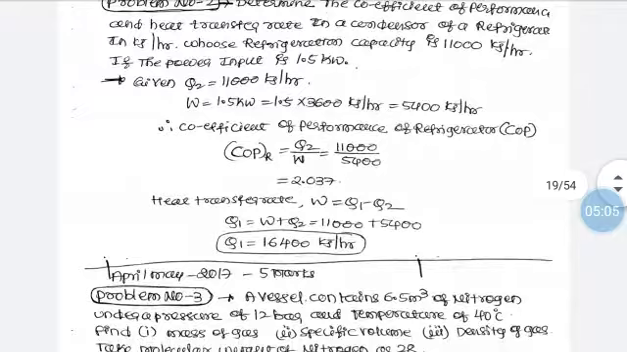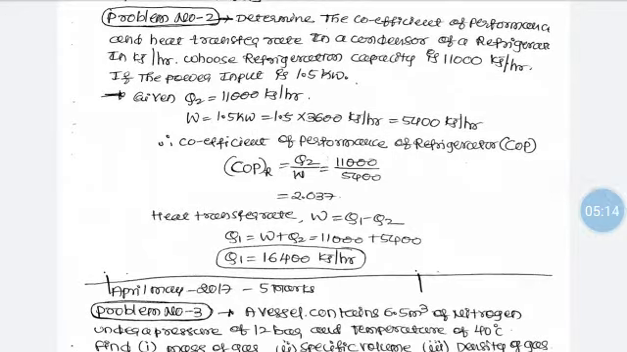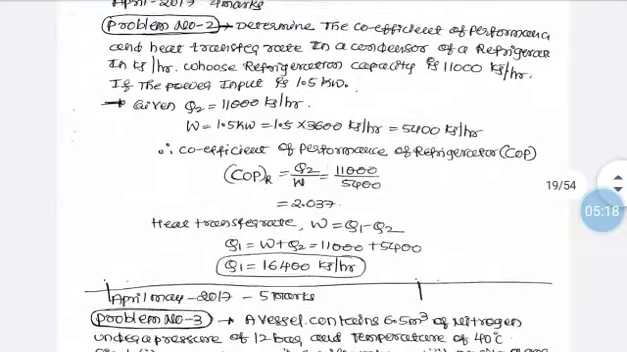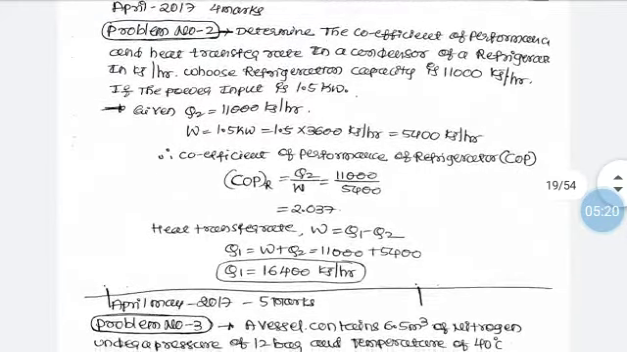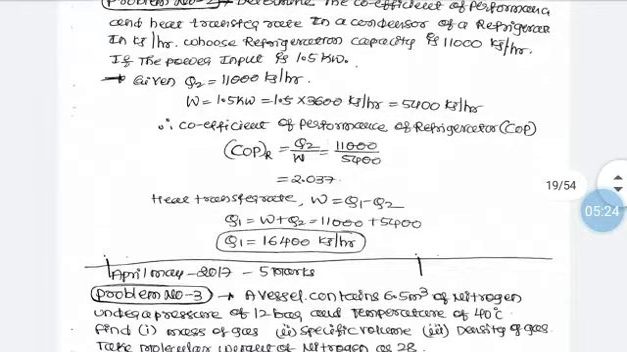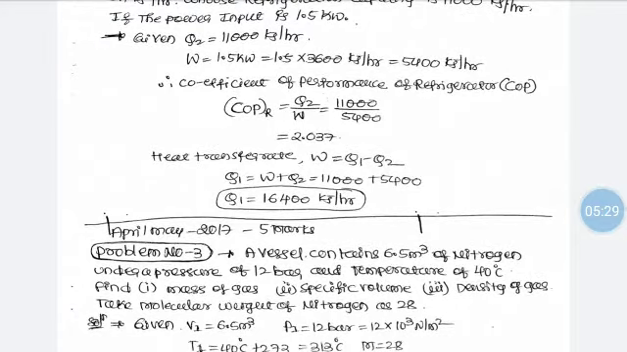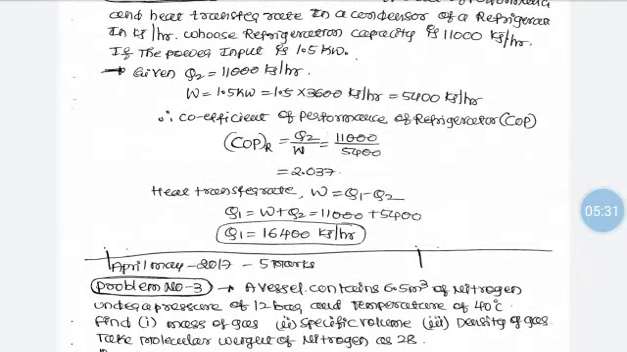The coefficient of performance of a refrigerator is given by COP is equal to Q2 divided by W, the heat transfer in the refrigerator to the work input. That is 11,000 divided by 5400, which gives 2.037. The heat transfer rate is given by W is equal to Q1 minus Q2.